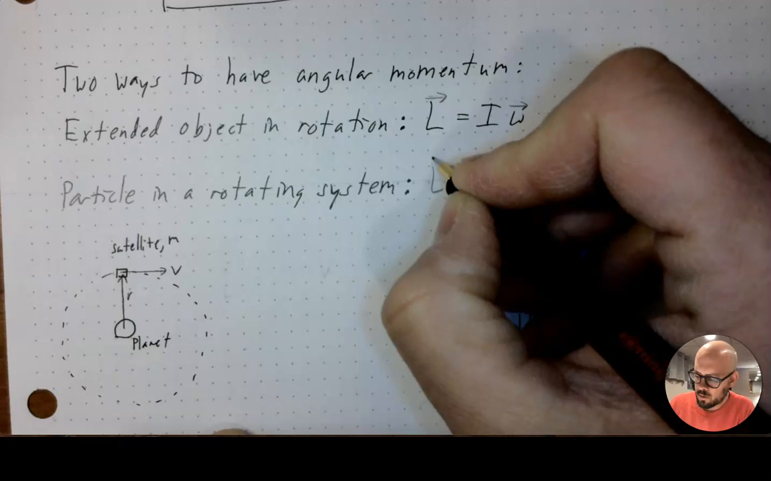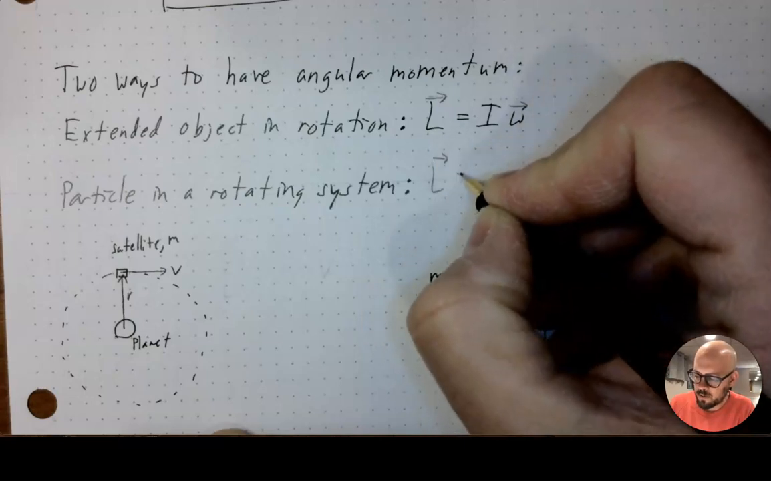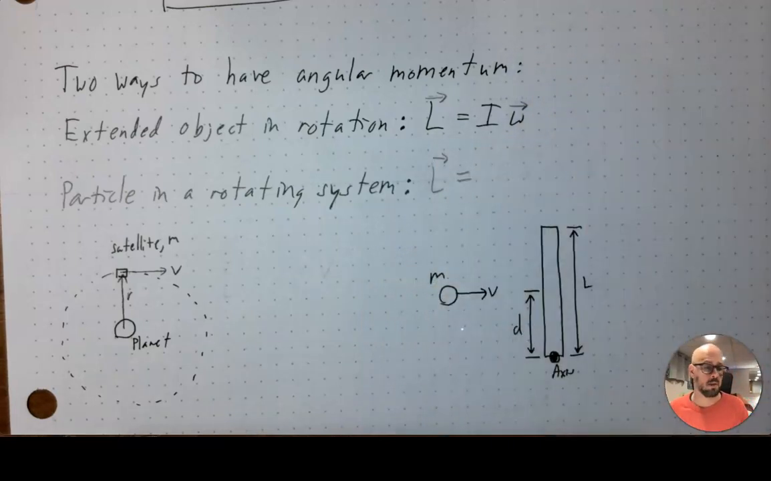Now, you can be as arbitrary as you want. You can say that any object moving in a linear fashion is actually part of a rotating system, as long as you define where that rotating system's axis is. And so we'll talk about that in a second.